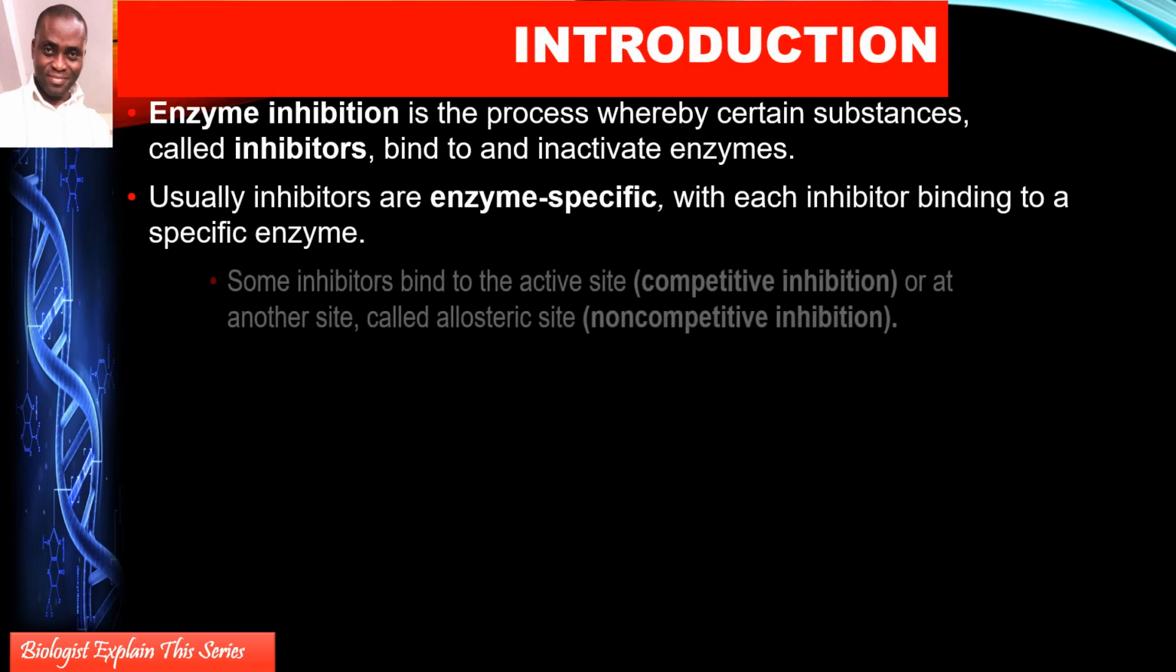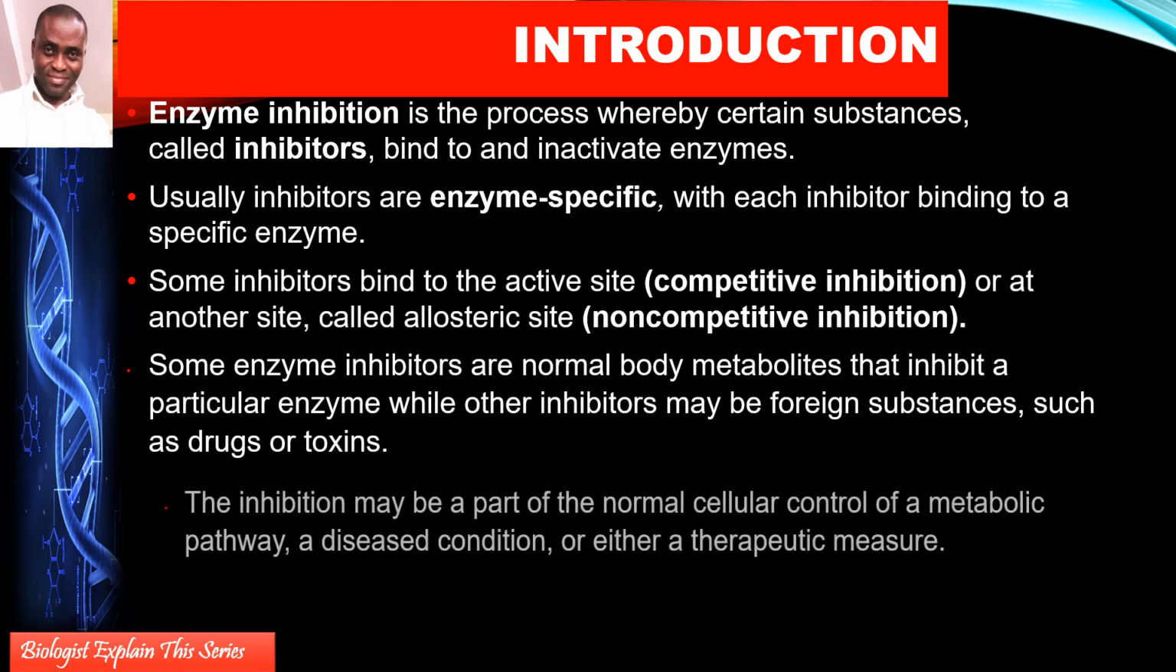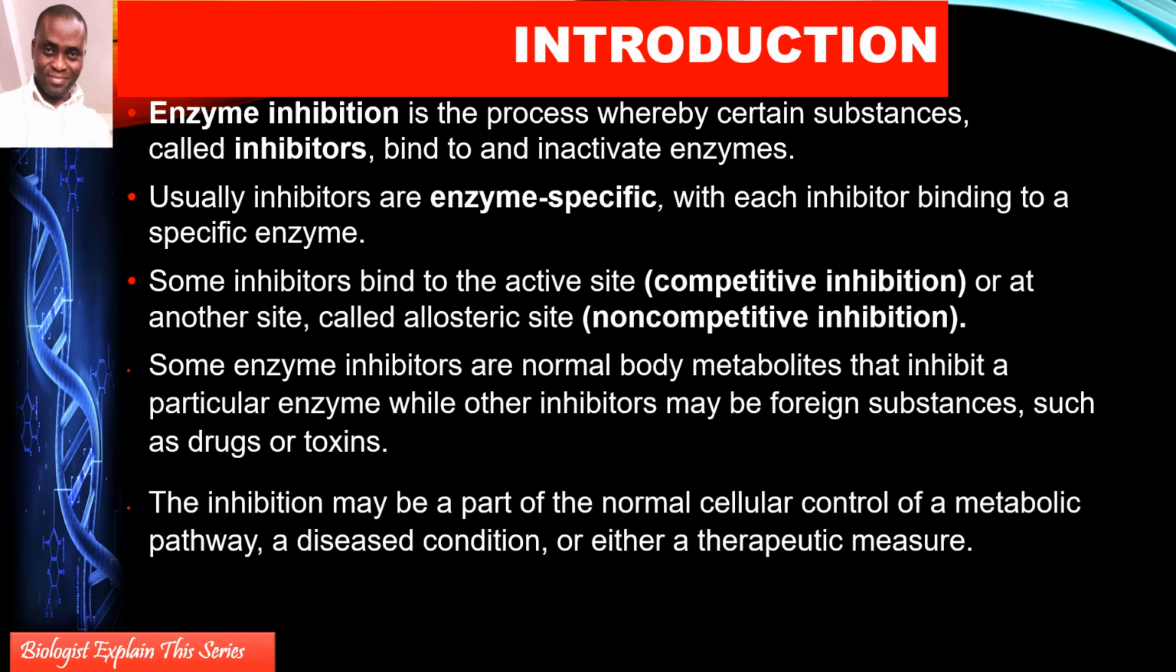And so let's begin by looking at what inhibition is all about. Now, when you talk about enzyme inhibition, you are referring to a process whereby certain substances called inhibitors bind to and then inactivate the enzyme catalytic activity. They bind to and they make the enzyme incapable of doing what it's supposed to do, meaning to catalyze the reaction. And so there are different kinds of inhibitors and they are specific in terms of what kind of enzyme molecule they inhibit or incapacitate.